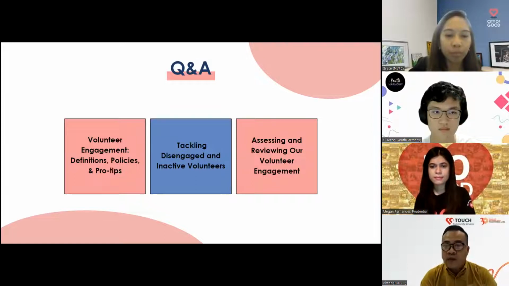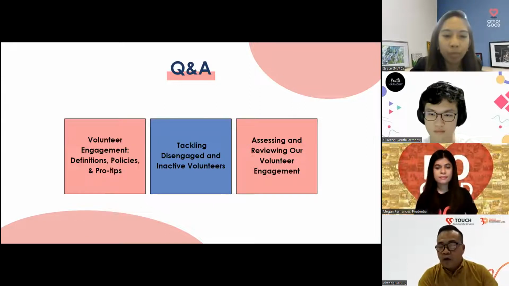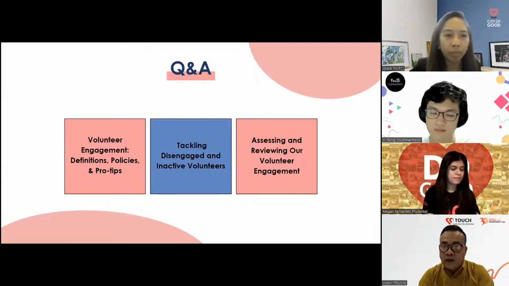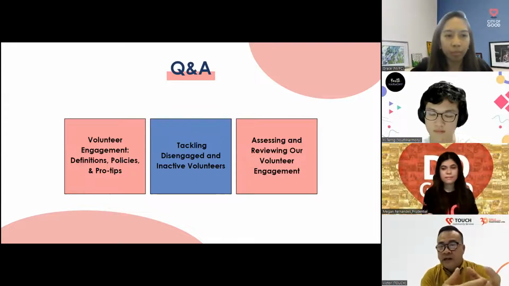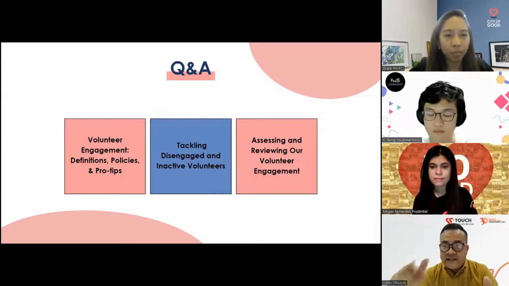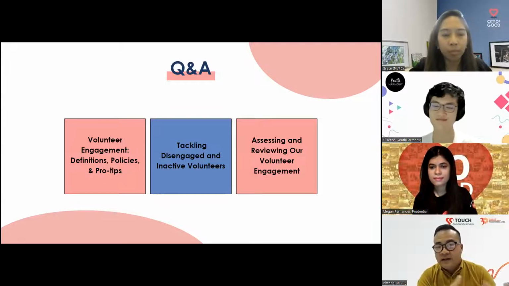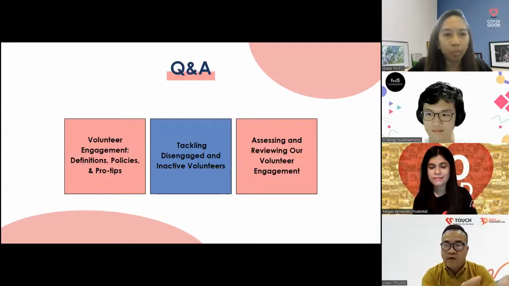So we actually use the acronym GLAD, G-L-A-D. You greet the volunteer, you lead by giving instructions so that they know what to do. And after they are finished, you actually appreciate them. That is the A. And then D, if there's any feedback, you can direct them to the volunteer management department so that we may review our processes or provide supports that the volunteer needs.